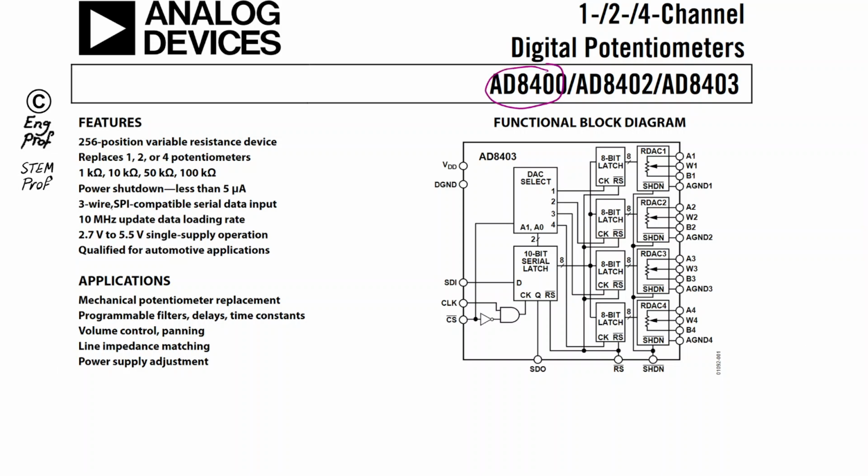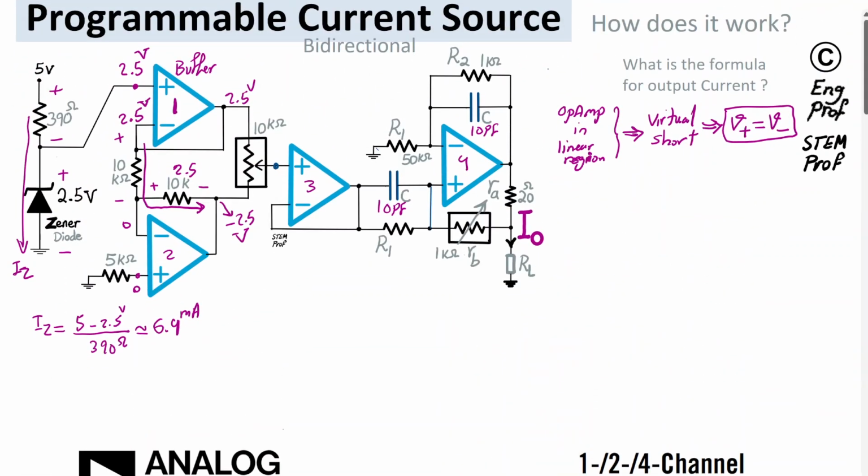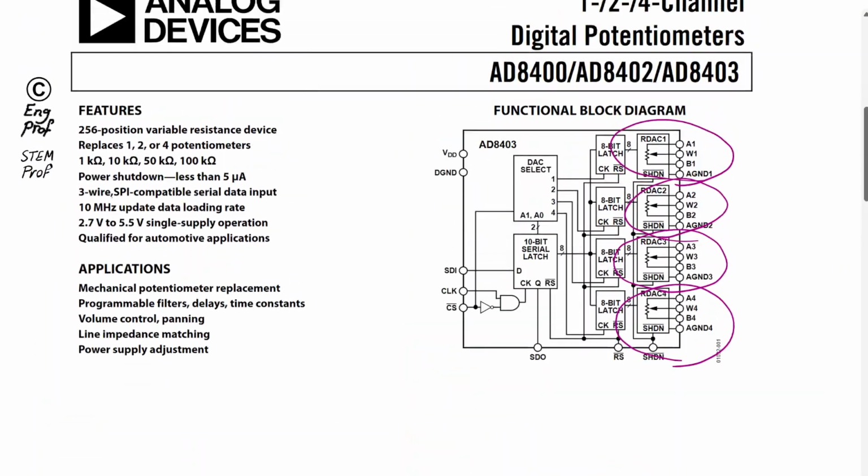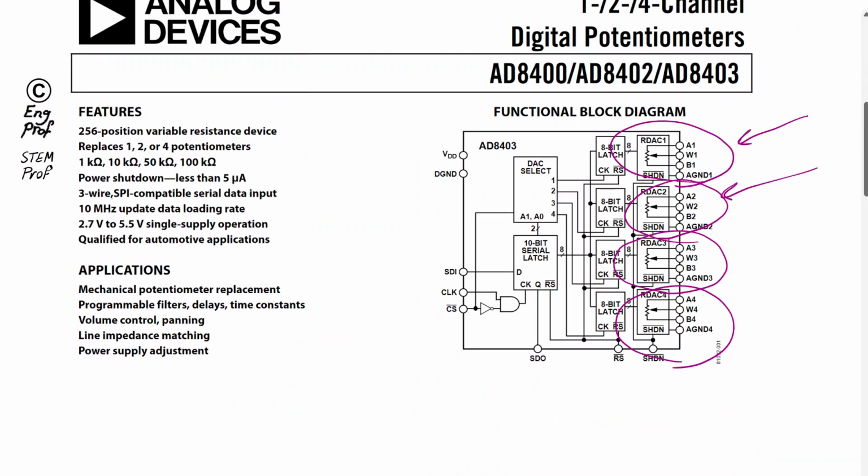8400 is 1 channel, AD8402 is 2 channel, and AD8403 is 4 channel. You can see that 1, 2, 3, 4. Basically, it means there are 4 digitally controlled independent potentiometers. For example, if I need a 10 kilo ohm digital potentiometer here and a 1 kilo ohm digital potentiometer here, I can use 2 of these channels and control them independently.